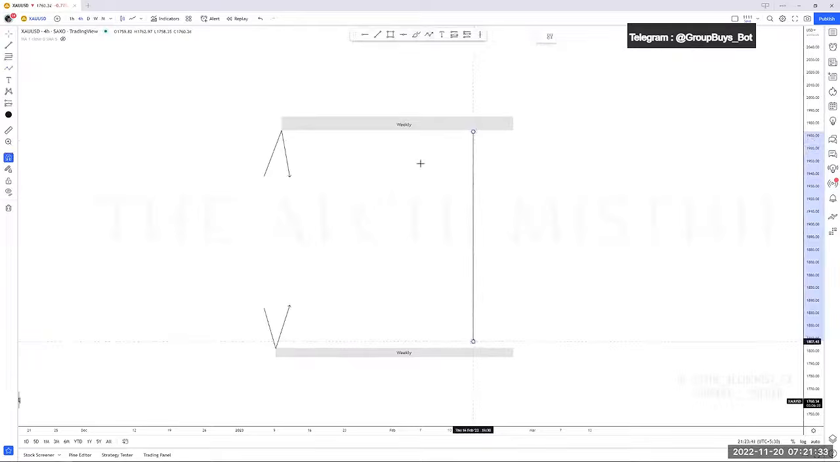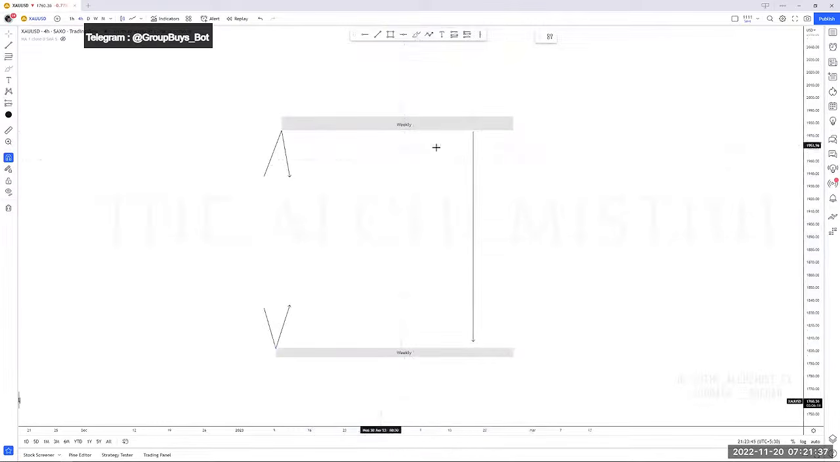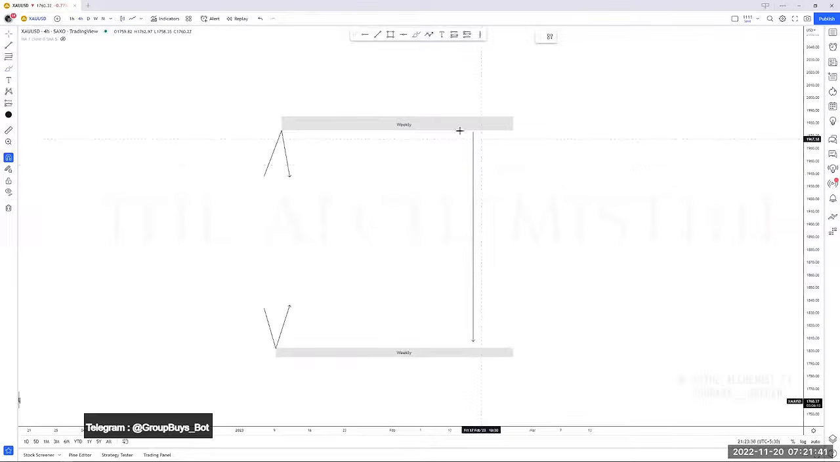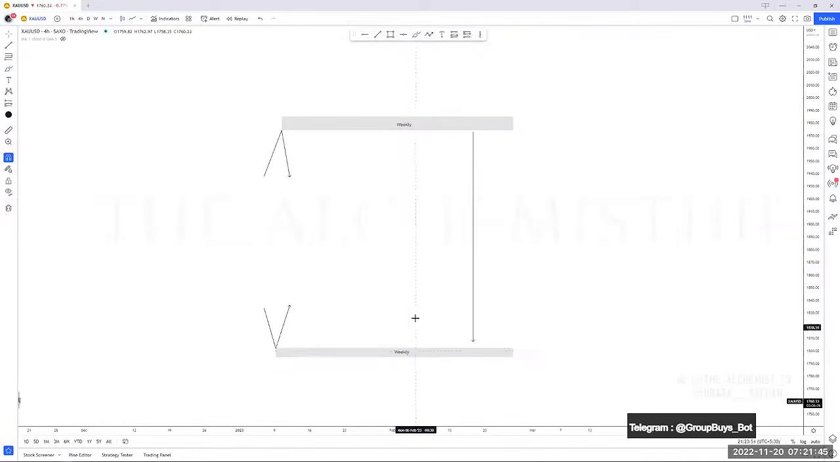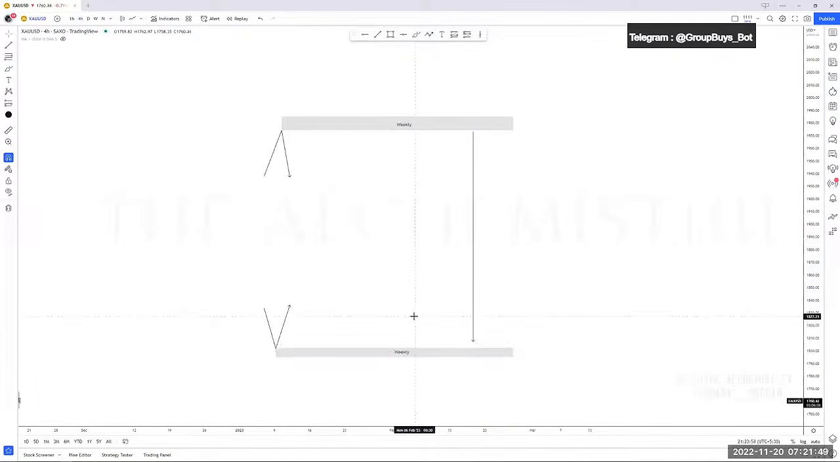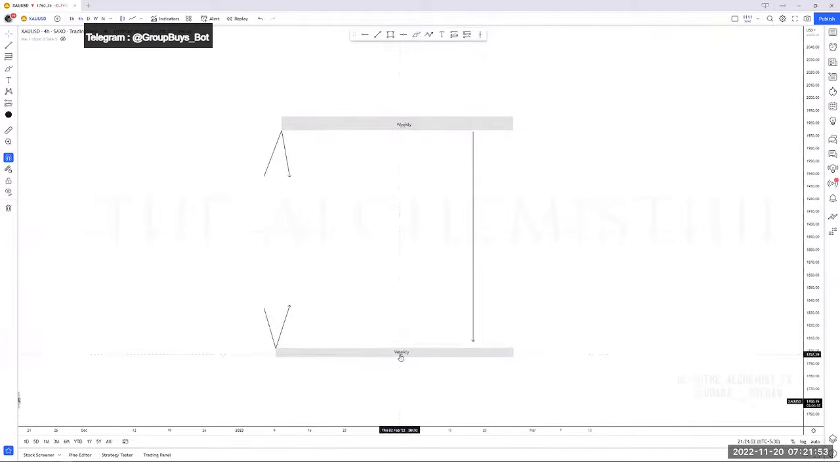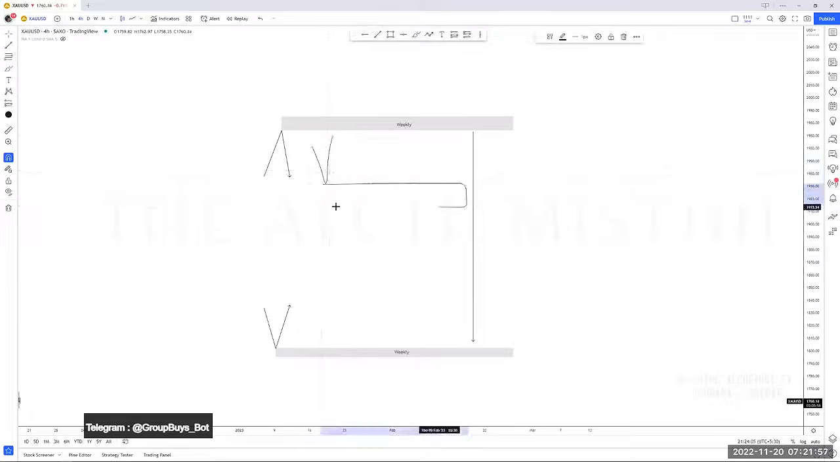But the thing is, are you going to get a direct drop from here to here? No. Sometimes you wish, but it will never happen. Sometimes it will, but not all the time. Because in a weekly to weekly storyline, there will be obstacles. Remember, the obstacles always come from one time frame lower. So if it is a weekly to weekly storyline, for pullbacks, you must observe the daily levels.